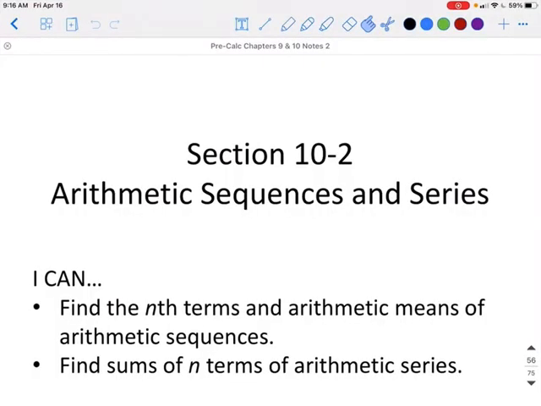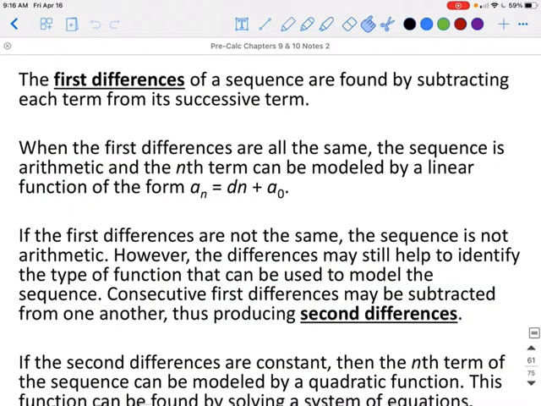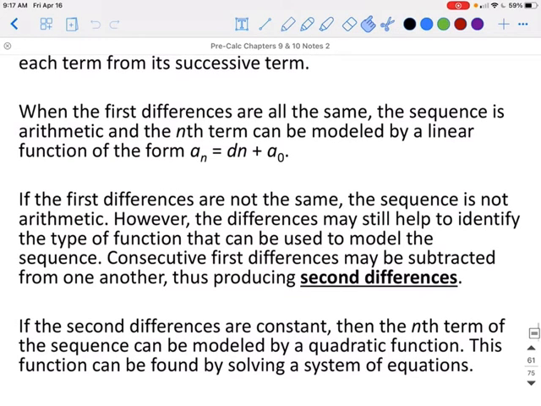This is section 10.2, part B, arithmetic sequences and series. The first differences of sequences are found by subtracting each term from its successive term. When the first differences are all the same, the sequence is arithmetic, and the nth term can be modeled by a linear function of the form a sub n is equal to d times n plus a sub 0, where a sub 0 is the initial term value and d is the common difference.